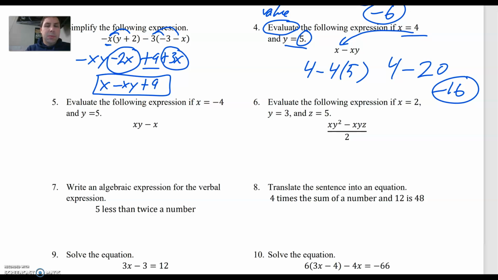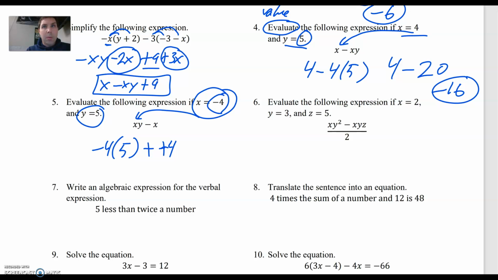Number 5 is very similar, but instead you're plugging in a negative number, so x is -4, y is 5. So I will replace x with -4, y with 5, so that's -4 times 5, and then minus whatever x says. In this case it's -4, so I'll put a -4 here, and notice I'm subtracting a negative, which means it's going to become positive, because I want the opposite of a negative, which is positive. So this is now +4. -4 times 5 gives you -20.